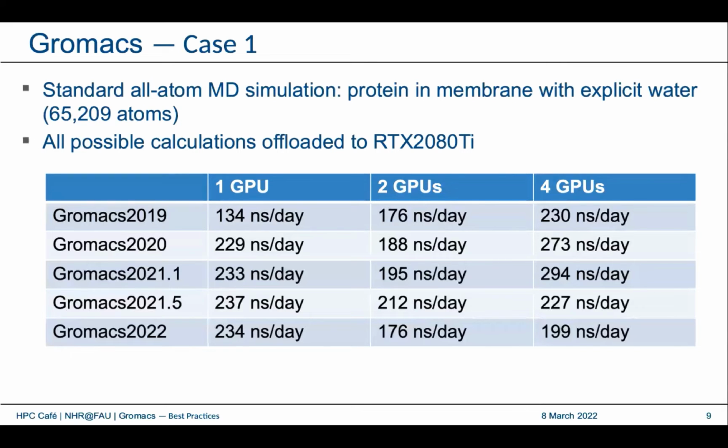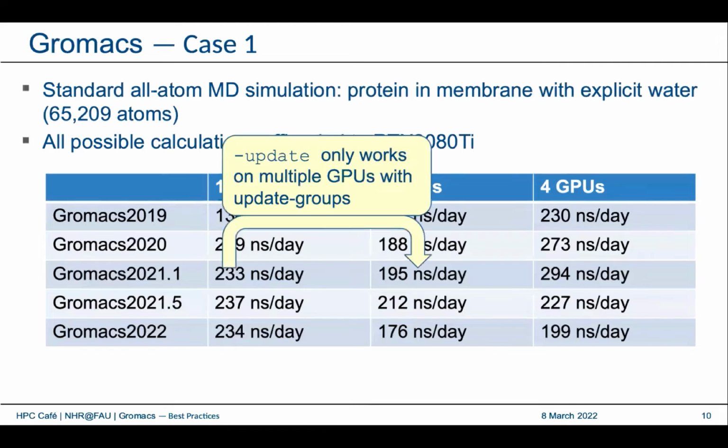Now, the reason why the performance on 2 GPUs is actually lower than on 1 GPU is because the update functionality only works with update groups and with hydrogen bond constraints, and not all bond constraints. So this is something I'm going to talk about later, but it is something to consider to only use constraints on hydrogen bonds and not on all other bonds.